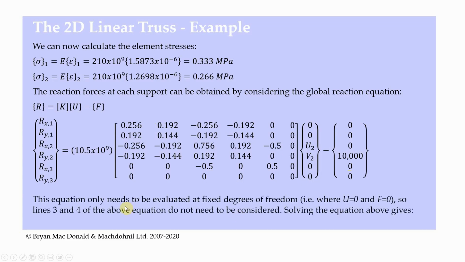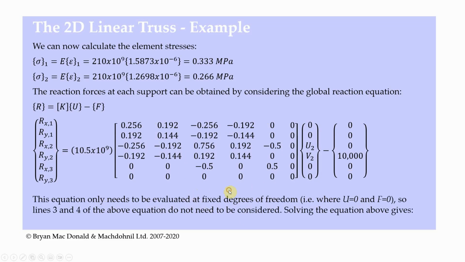So this equation only needs to be evaluated at the fixed degrees of freedom, in other words, where U is equal to 0 and F is equal to 0. In other words, lines 1, 2, 5, and 6. So lines 3 and 4 of the above equation do not need to be considered, so we can take out 3 and 4.